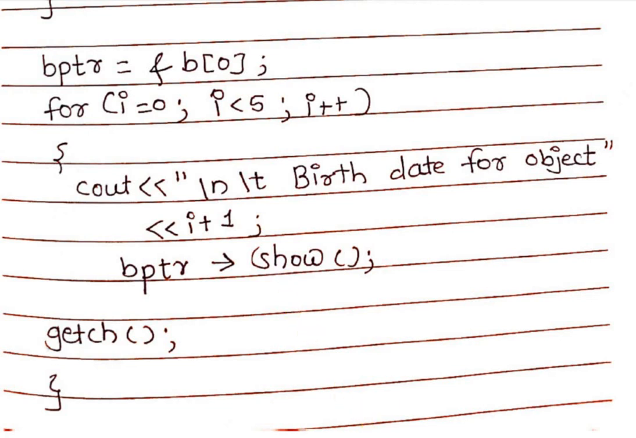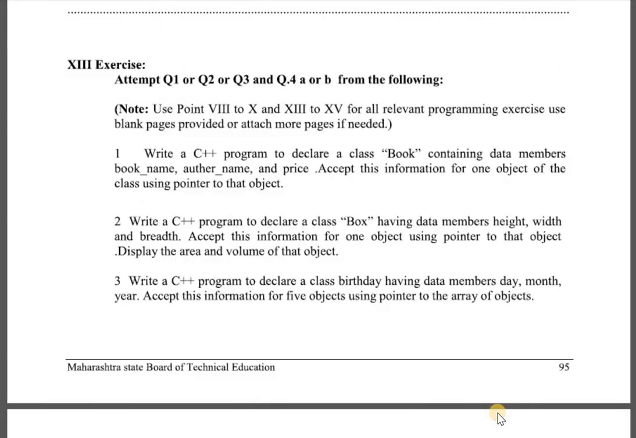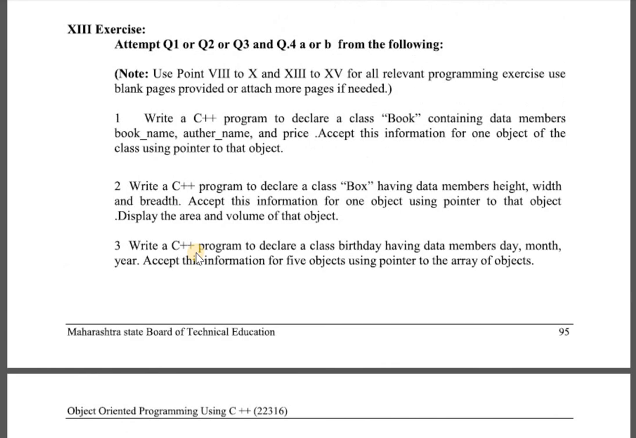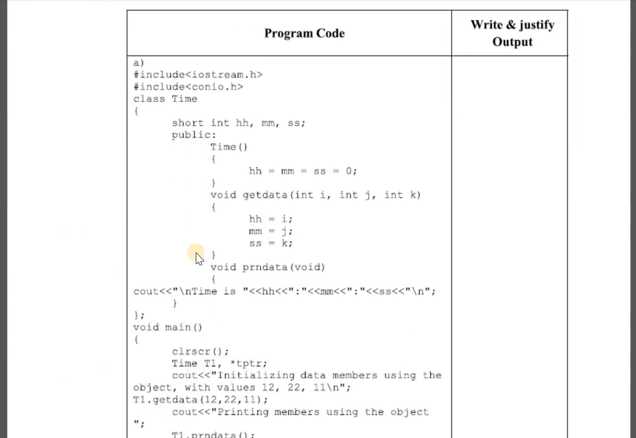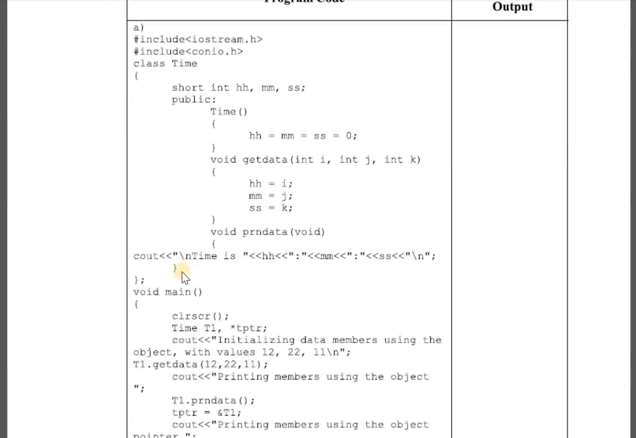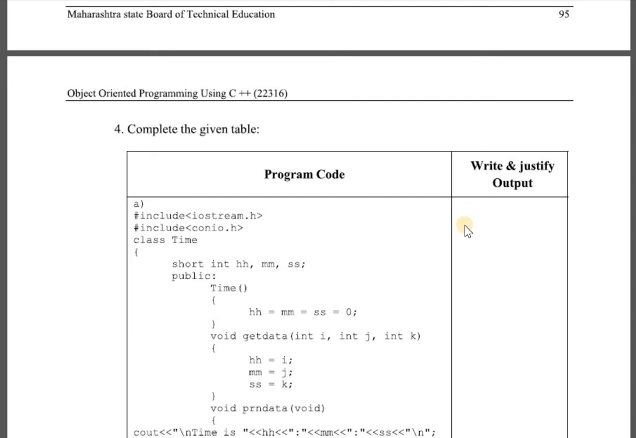So, this is your practical number 14. Complete practical number 14 in your notebook. You want to solve these 3 programs in your notebook. And the fourth program is to find out the output. While you are executing this particular program, we will get the output. That output here you want to specify. Okay. Complete experiment number 14. Okay, thank you.